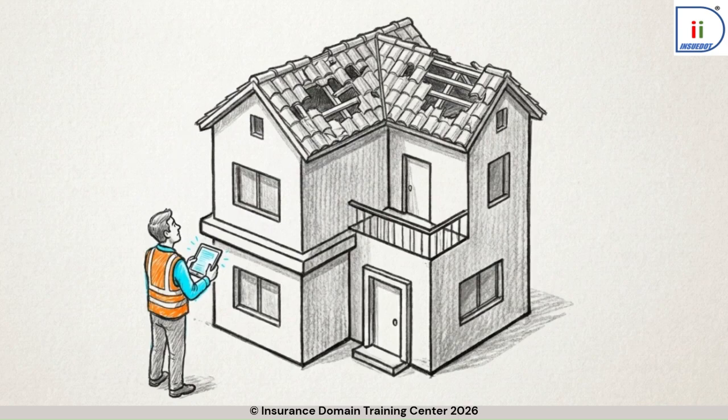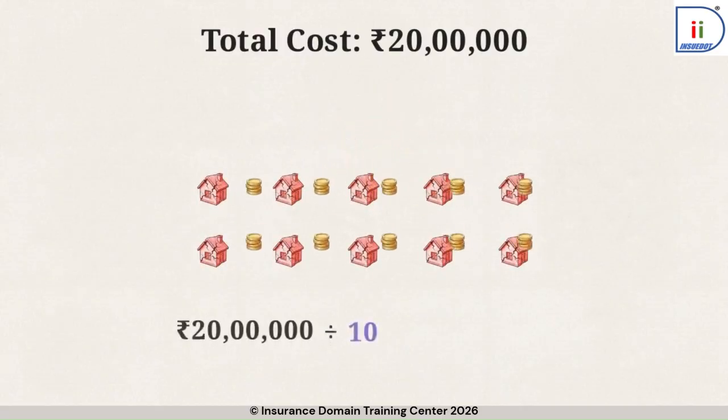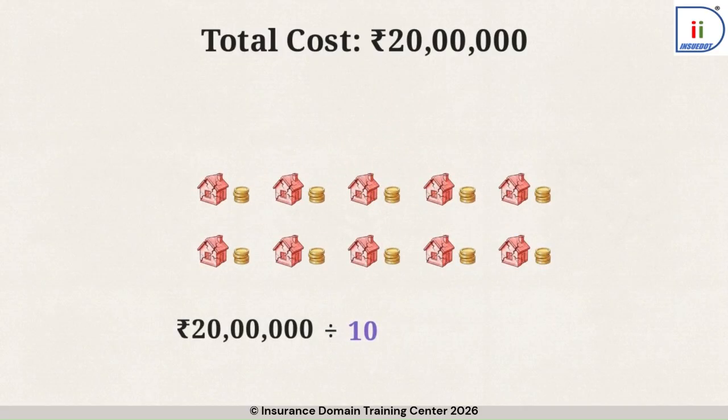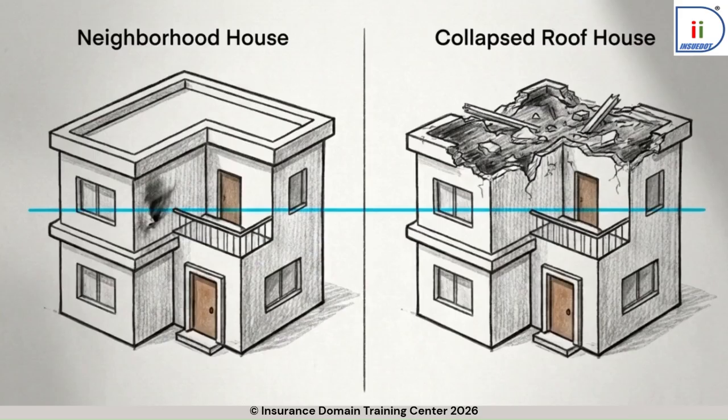The insurer also needs to determine the average cost of the damage. Suppose the total cost to fix all 10 damaged houses is 20 lakhs rupees. We divide that 20 lakhs total by the 10 individual losses to get an average loss of 2 lakhs rupees per house. This average is what we call severity. Severity gives the insurer a reliable baseline for the financial impact of each claim, even if the actual damage varies slightly from house to house.